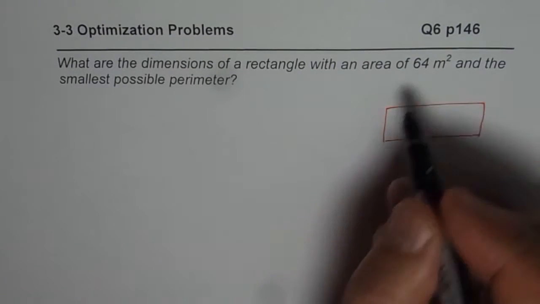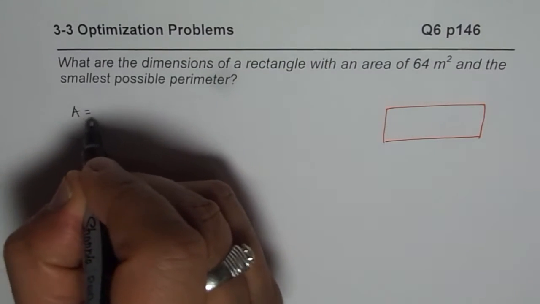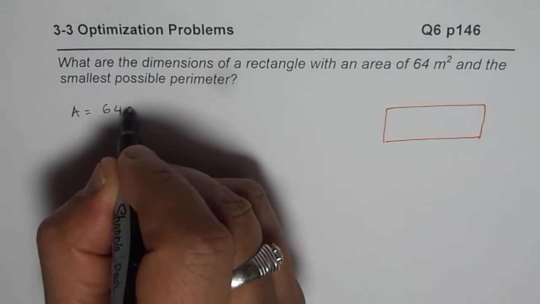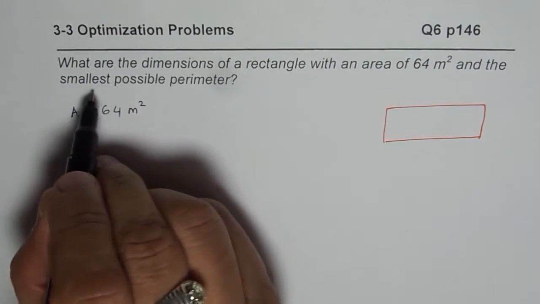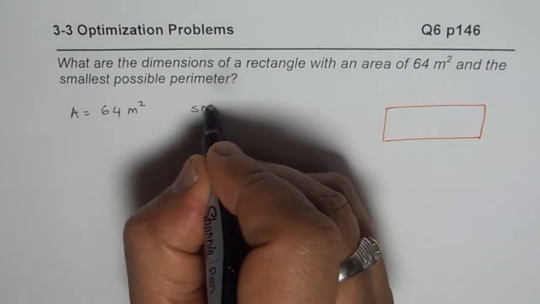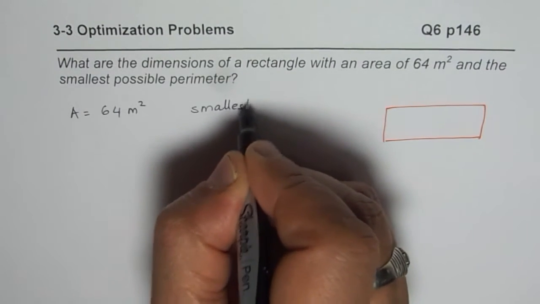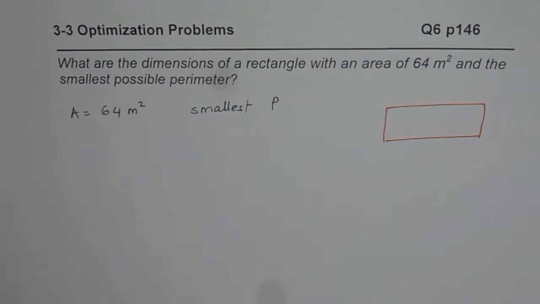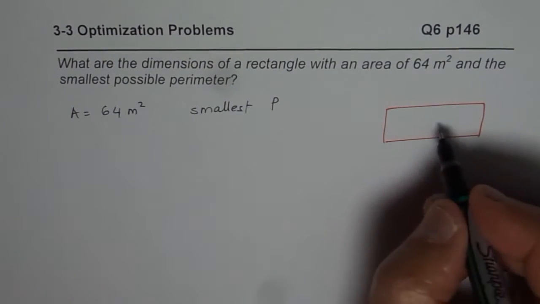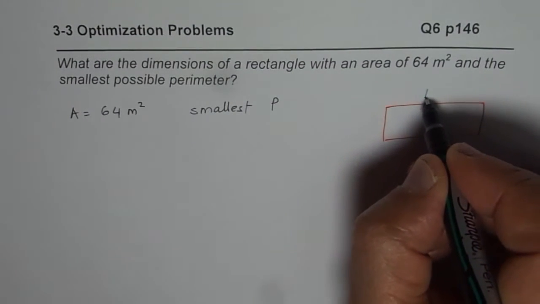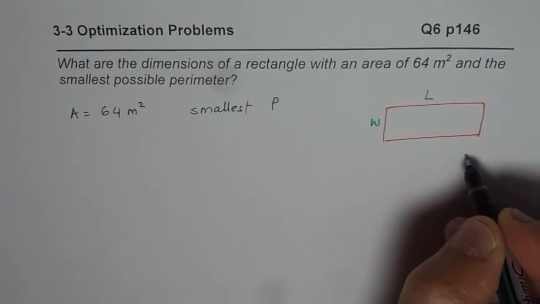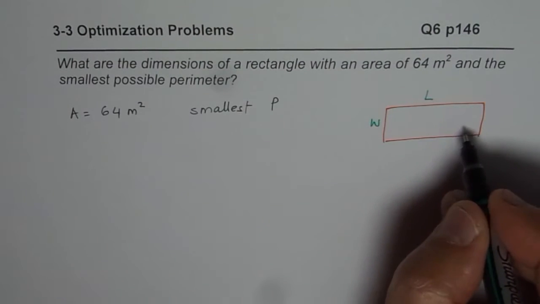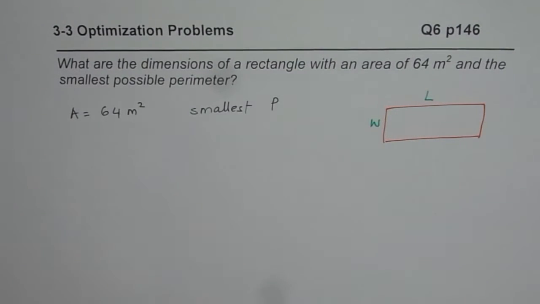So what you are given here is that area is equal to 64 meters square, and you need to find the smallest perimeter, right? That is what you need to find. So from the given situation, you can define your variables. Let us say length and width are the two dimensions of the rectangle whose area is 64 meters square.